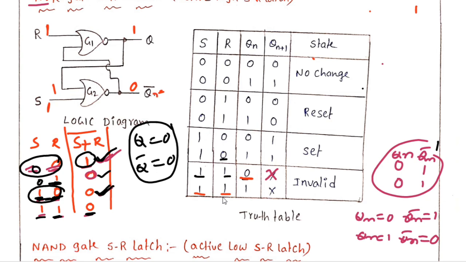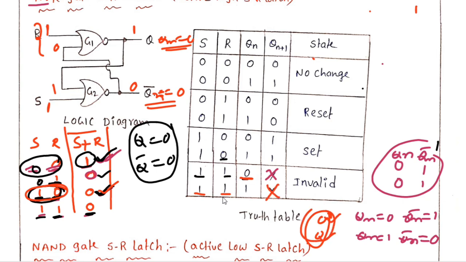Now Qn bar equal to 0. Now 0 is going here. Now the input is 1 0. The input is 1 0 means I got again 0. So Qn also I got 0. So Qn bar 0 I got, Qn also 0 I got. Here also I am getting 0 0. So it is also invalid. If I am getting 0, it has to get 1. Now both Qn and Qn bar are 0 0. It is also an invalid state. That's why it is an invalid state or undetermined state.